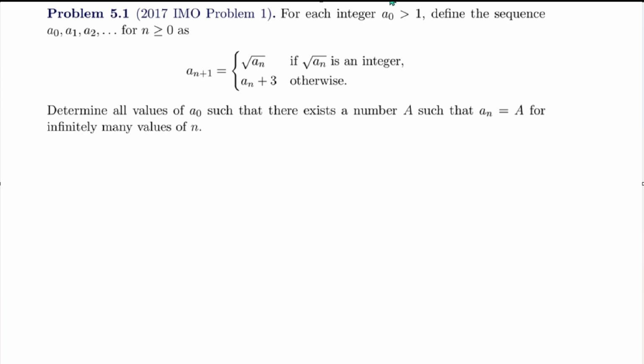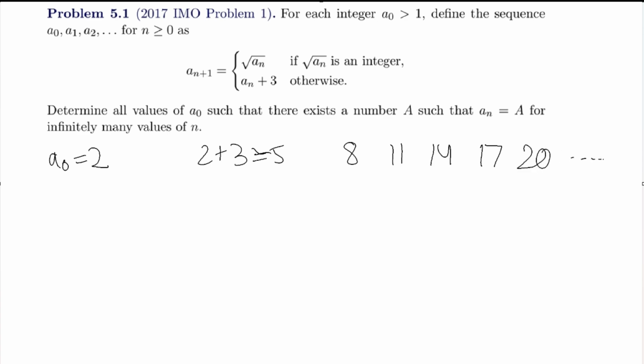Because a0 is greater than 1, let's try out a0 equals 2. Then 2 plus 3 is equal to 5. 5 plus 3 is equal to 8. 8 plus 3 is 11. No perfect square so far. 11 plus 3 is 14. 14 plus 3 is 17. 17 plus 3 is 20. So on and so forth. And it may seem really suspicious to you that none of the numbers in this sequence that we've gotten so far are perfect squares. So we really want to prove that none of the an are perfect squares.